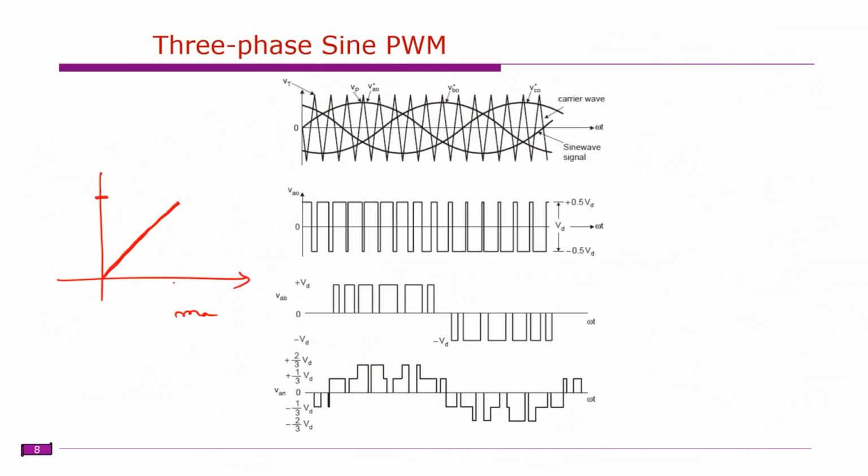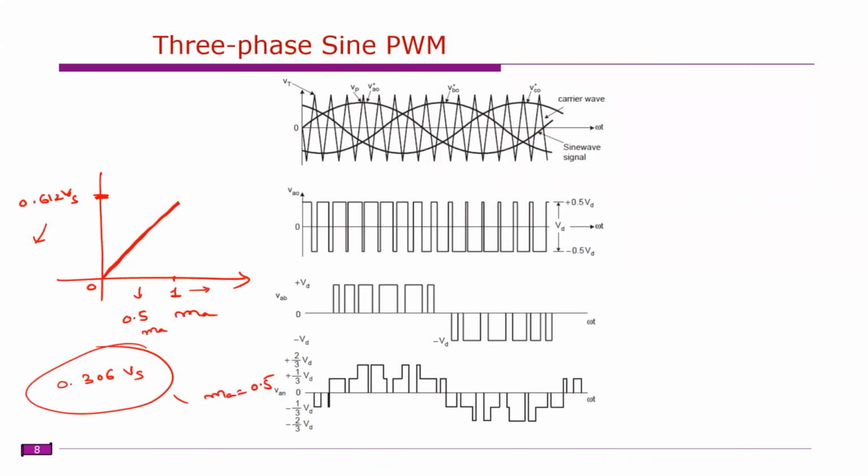So what is this value? This MA equal to 1, for example. This is 0.612 times Vs. Agree? As you keep on increasing the modulation index, up to here this is linear. For example, if you are operating at 0.5 MA, that means the AC voltage is exactly half of that. You will get 0.306 Vs when operating at MA equal to 0.5. So that means the voltage control is easy. Once it goes to overmodulation, slowly it will operate like this. It is operating in non-linear.